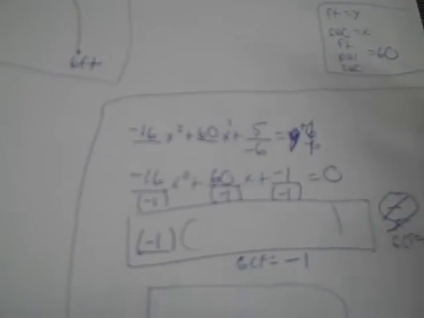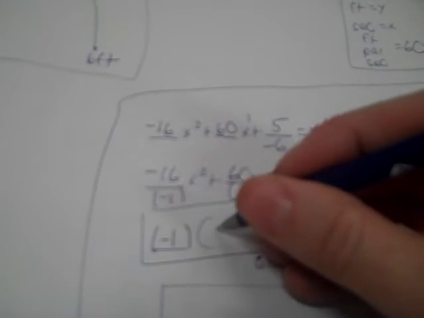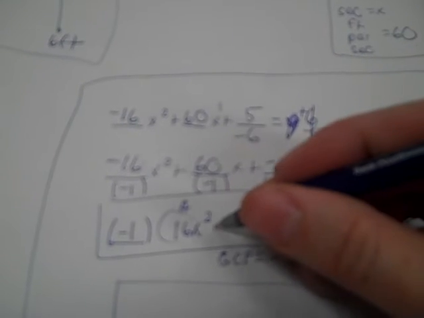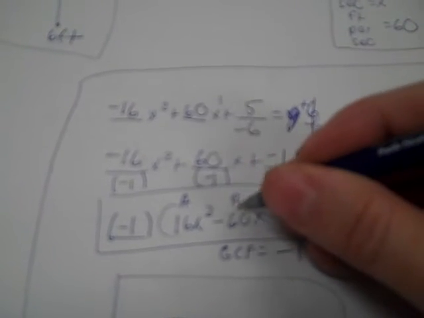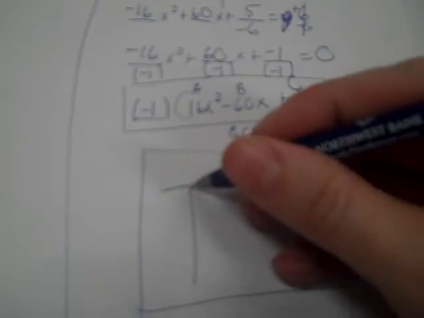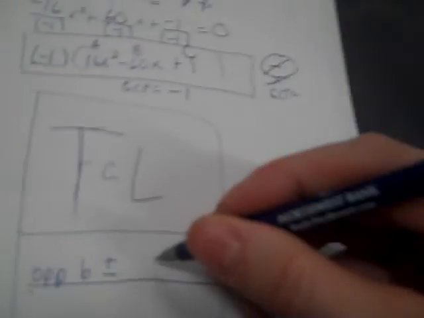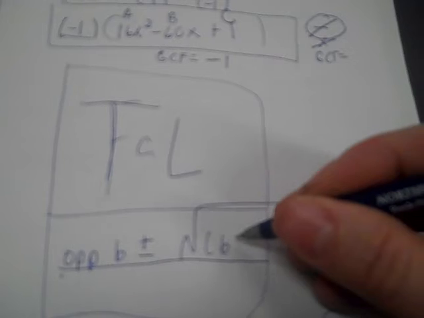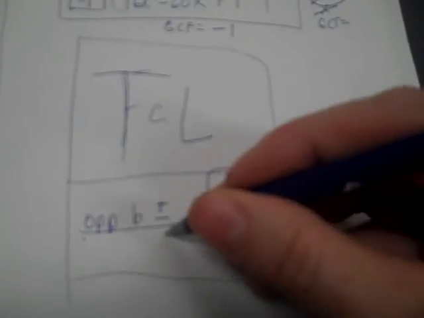And that switches these all to opposites. So that's going to be positive 16x squared. That is my A. Minus 60x. It's negative 60 is the B. And then plus 1. 1's the C. Okay, again, that's going to fail. So you go straight to your quadratic formula. So opposite of B, plus or minus the square root, B squared minus 4AC. Remember, 2 parentheses there, over 2A.